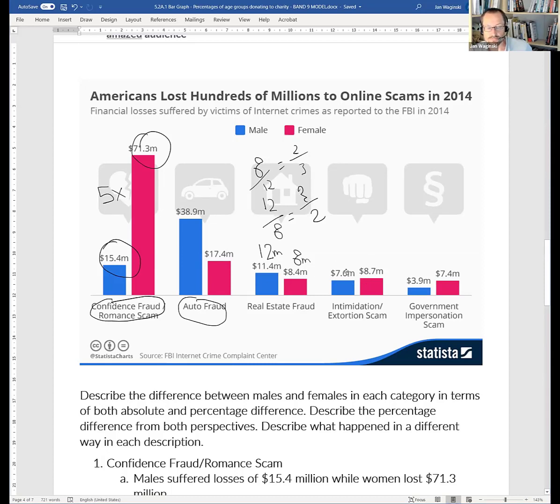But something like this, 7.6 to 8.7. So if you round, it'd be 8, 9. Those are pretty close together. So I probably wouldn't do it for intimidation / extortion scams. Okay.